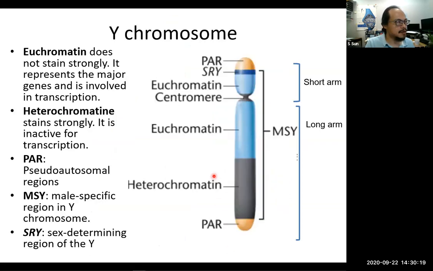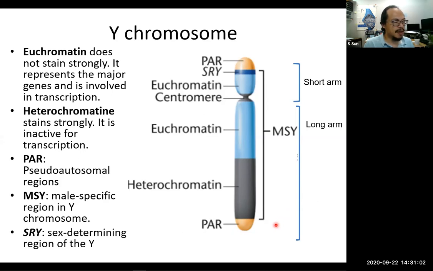All right. Both male and female have X, but only the male has Y. So let's look at the Y chromosome. Like every other chromosome, it contains a centromere. This portion is a short arm, and this portion is a long arm. These are very typical of every other chromosome. Every chromosome has a centromere, a short arm, and a long arm.